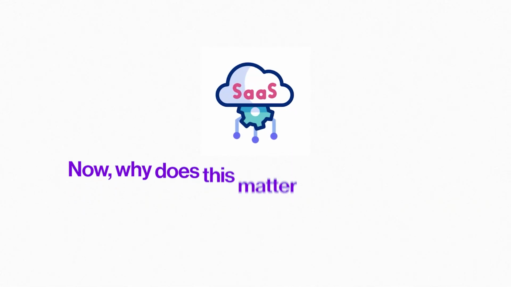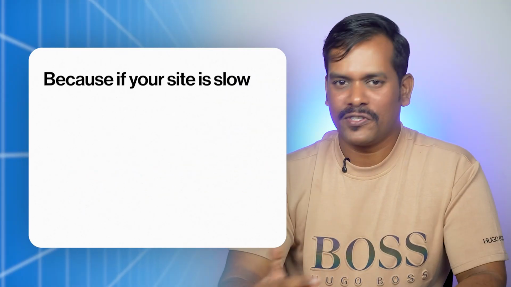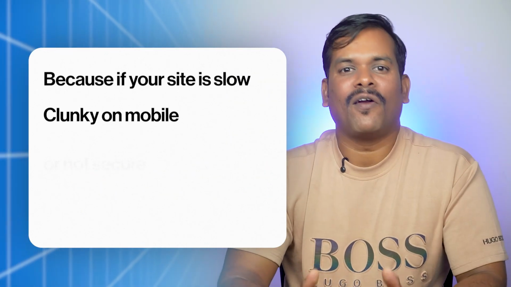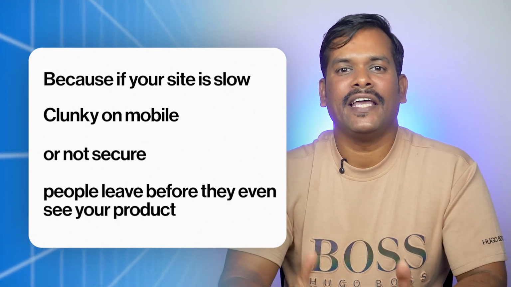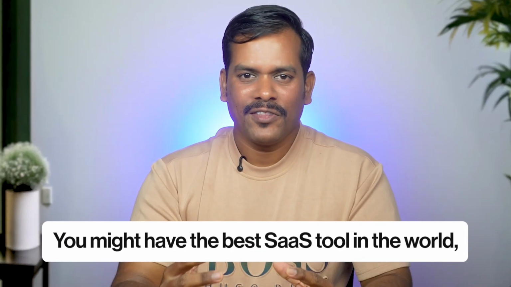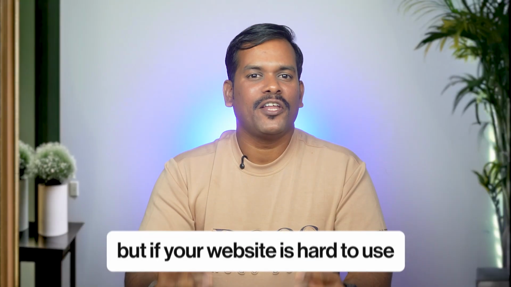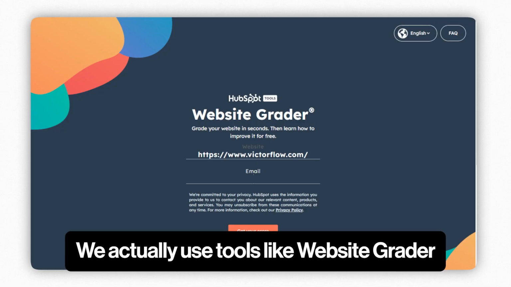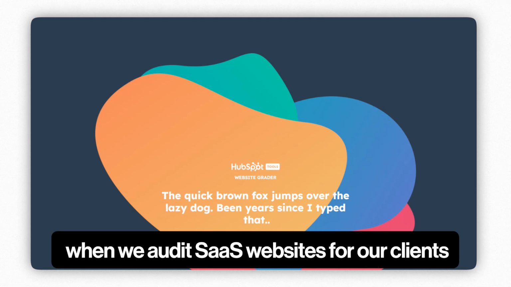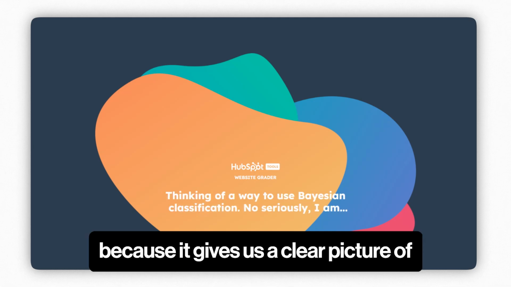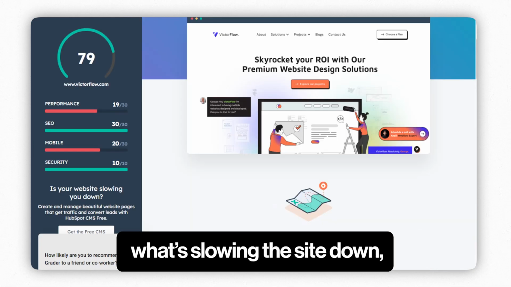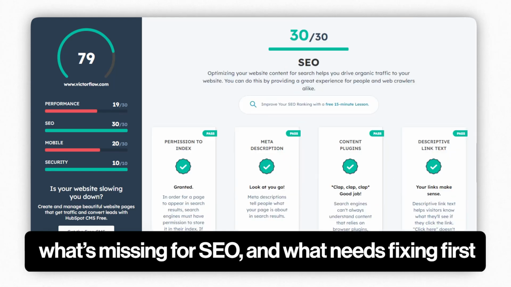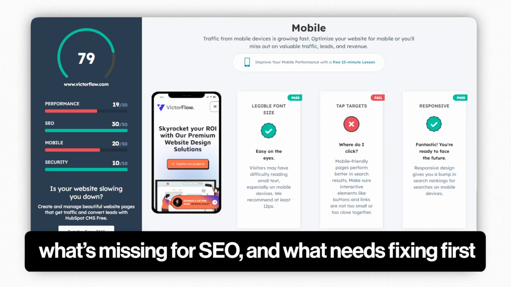Now, why does this matter for your SaaS? Because if your site is slow, clunky on mobile, or not secure, people leave before they even see your product. You might have the best SaaS tool in the world, but if your website is hard to use, you lose signups and money. We actually use tools like Website Grader when we audit SaaS websites for our clients, because it gives us a clear picture of what's slowing the site down, what's missing for SEO, and what needs fixing first.